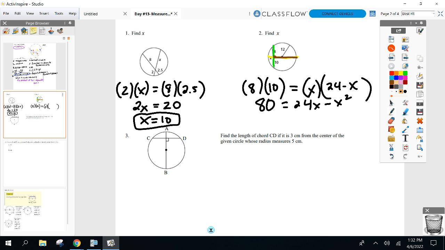So yeah, it might be more convenient and easier to move over the 80, but I'm moving this side over. I don't want a negative x squared in the house. So I'm going to make it positive, move it over. The negative 24x now, and the 80 remains positive.